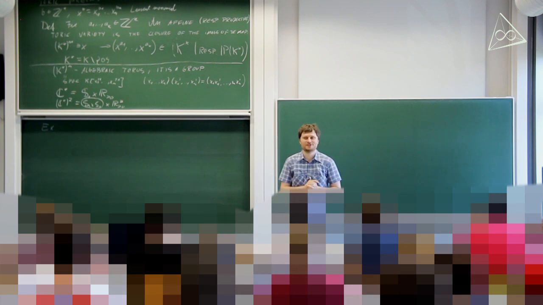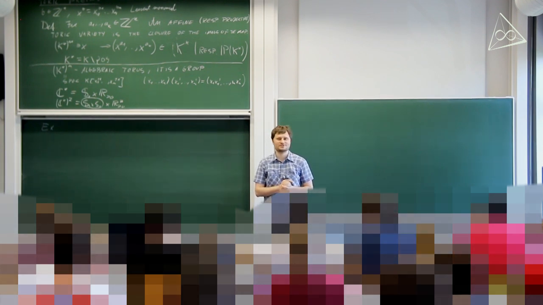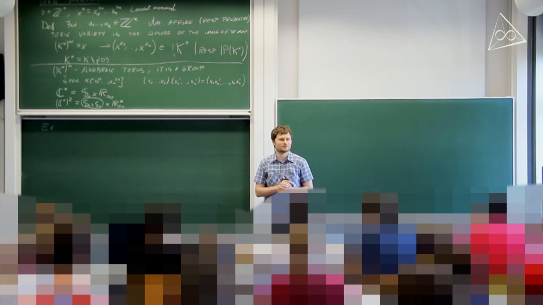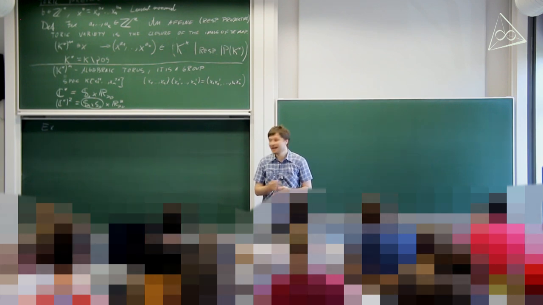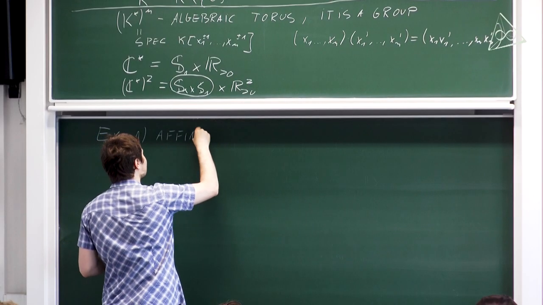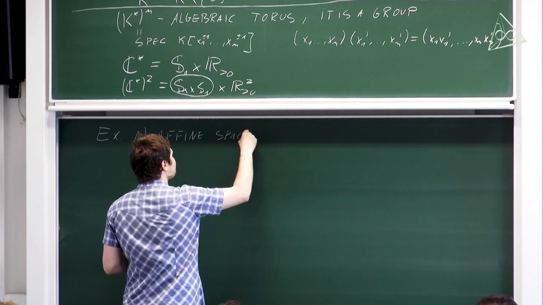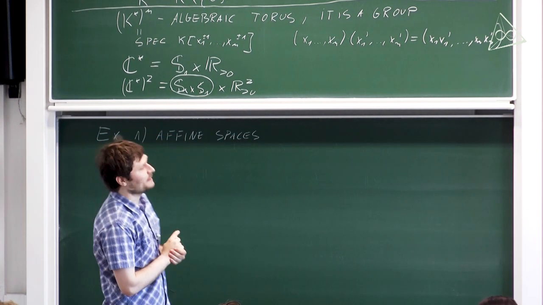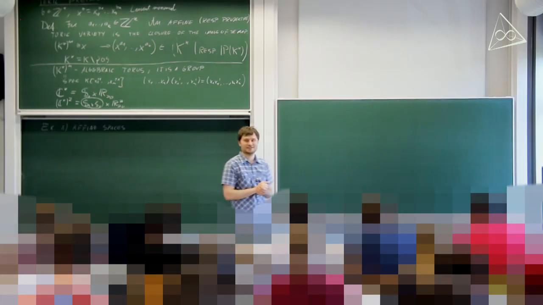So can anyone give me some example of a toric variety from the definition? Some easy example, maybe, just to check if it's understandable. Take some very easy monomials, and what's the image? Sorry? Affine space. Affine space, that's a very good example. Affine spaces. So why are affine spaces toric varieties, affine toric varieties?